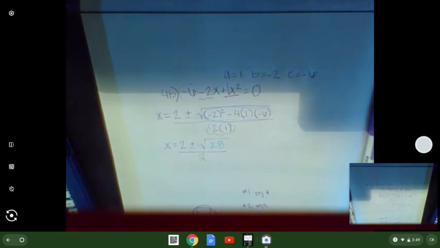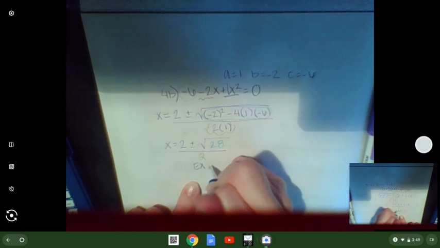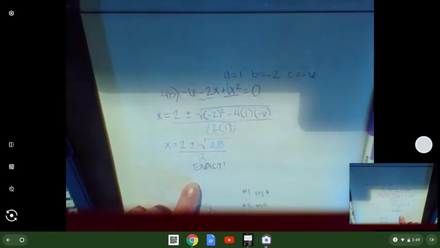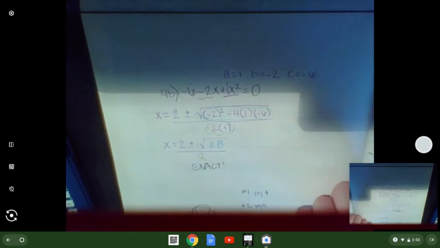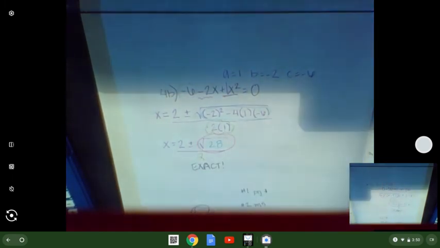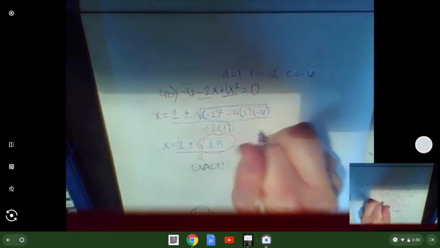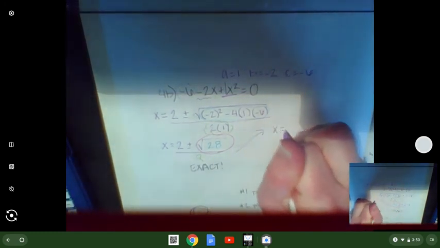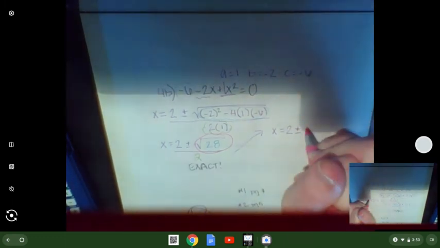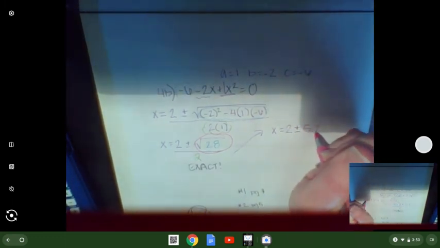Now this, again, square root of 28, not a perfect square. This would be exact. But I'm going to keep going, and I'm going to go to the approximated form. So next thing for the approximated form would be to actually square root 28. So that means we still have x equals 2 plus or minus the square root of 28. We got 5.29.